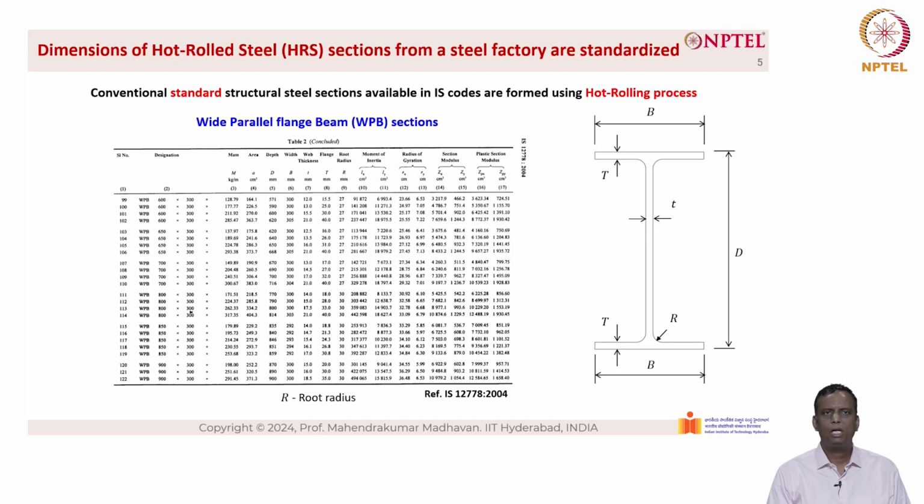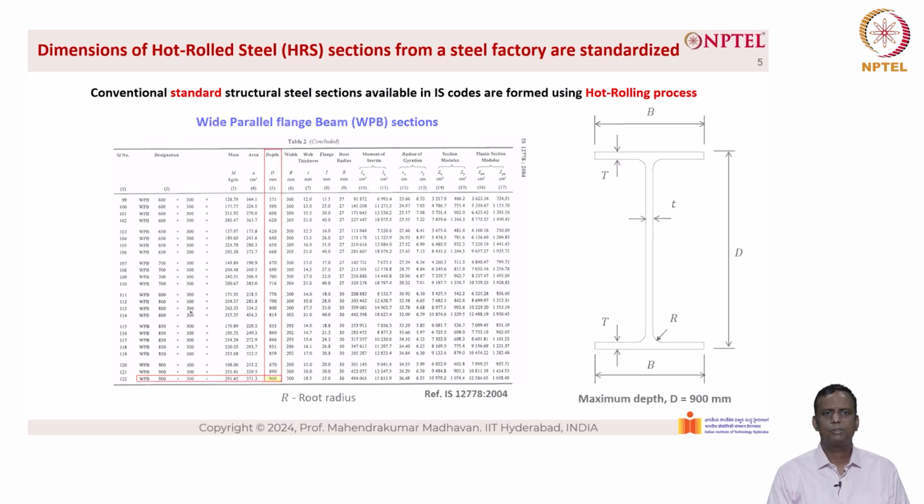Now, why do we have to look into this one? We need to understand what is the maximum depth that this cross section has. So, from this one we can understand that the maximum depth of the cross section that we can get from the parallel flange beams is 900 mm.